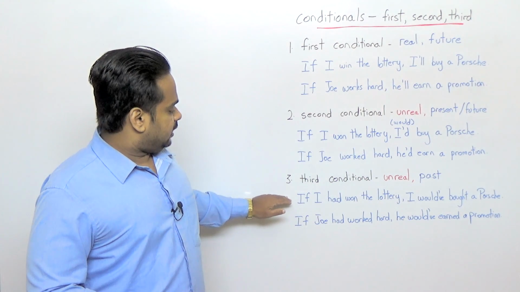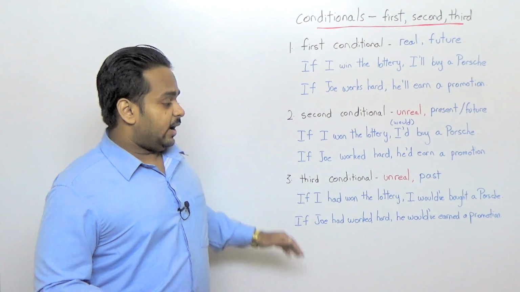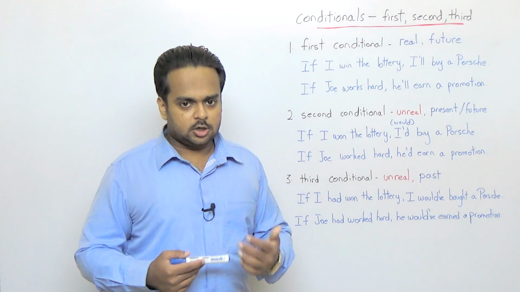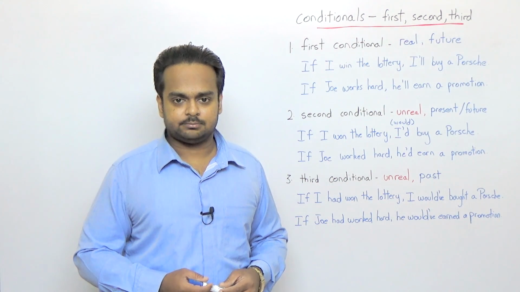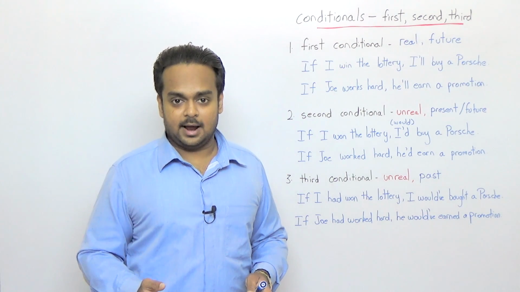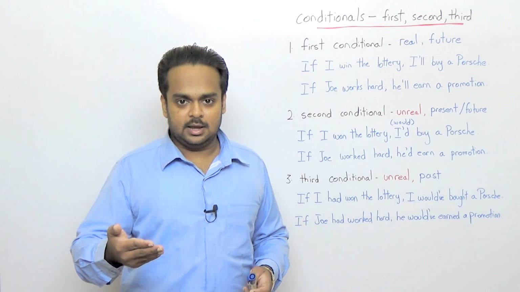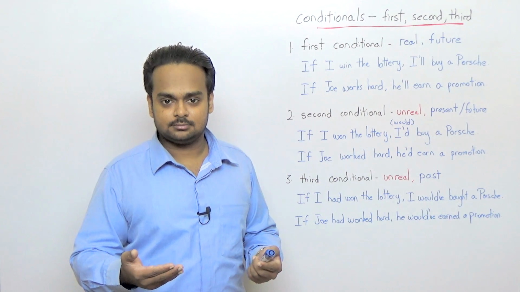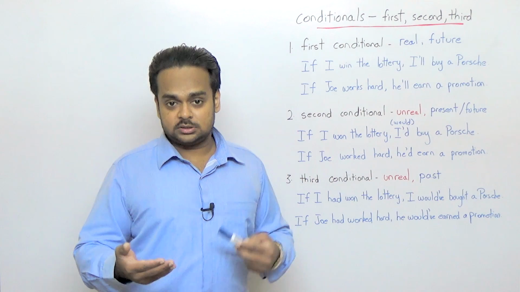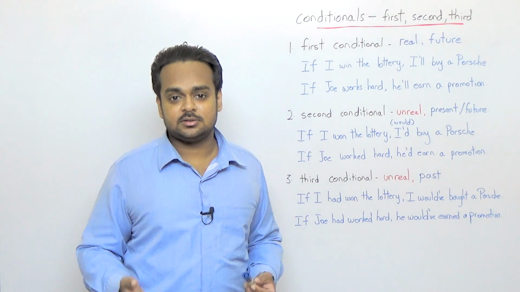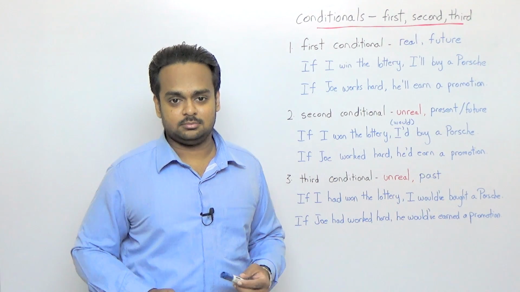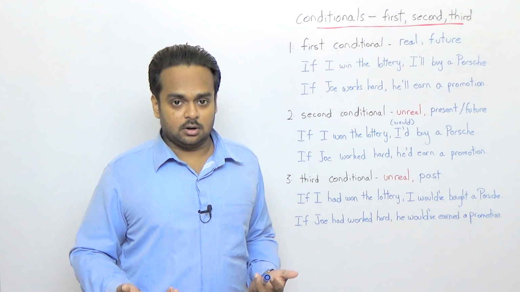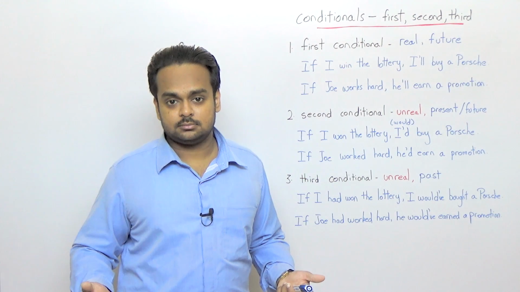Like in this example, if I had won the lottery, I would have bought a Porsche. What do you understand by that sentence? Now imagine that I bought a lottery ticket and I really wanted to win the lottery because I wanted to buy a Porsche. But then the results came out and I missed the lottery by one number. That means I didn't win the lottery.